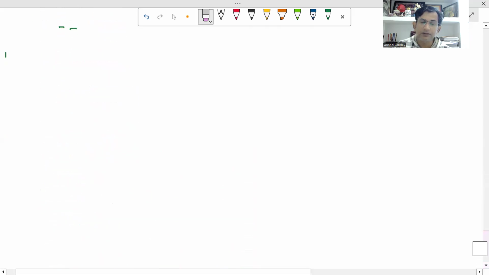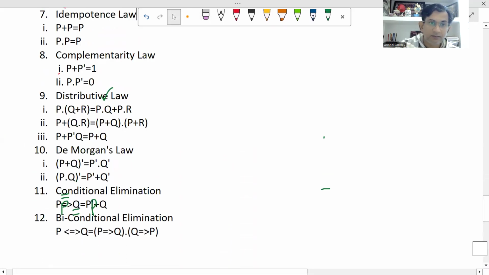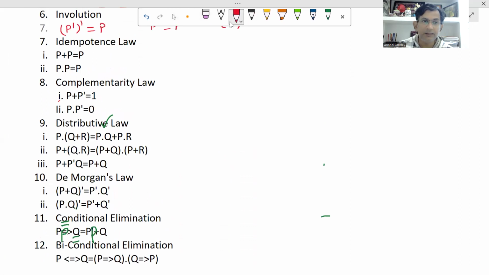Now the next law is idempotence law. Here we go. P plus P equal to P, P dot P equal to P. Remember that if any proposition is repeating, all the duplicates are removed. Duplicates means in P plus P, one P will be removed. So it will be equal to P, P dot P equal to P. Consider if you have in an expression P plus P plus P, it will be equal to P. All other duplicates are removed. Remember that. This is called idempotence law.